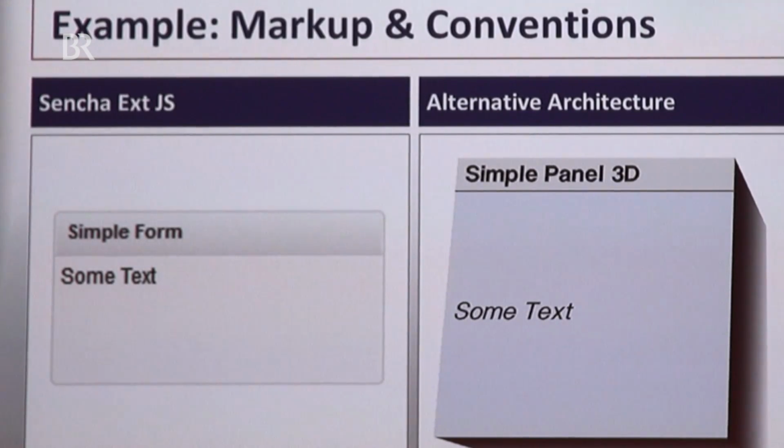Here are the pictures. This is on the left side the ExtJS panel, on the right side the three-dimensional panel from the alternative architecture.